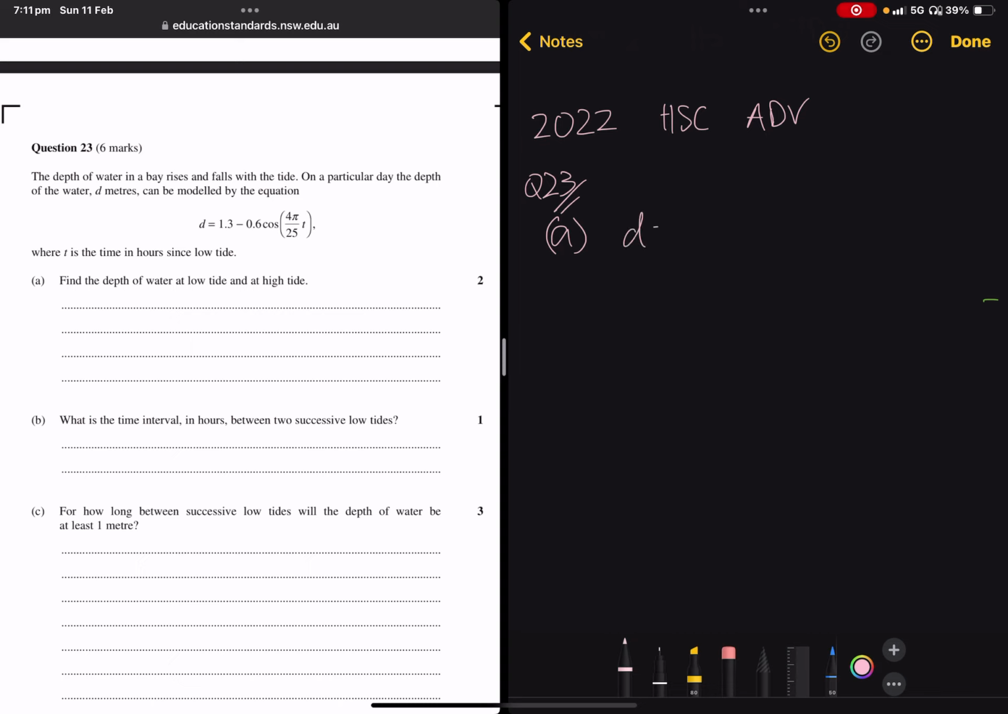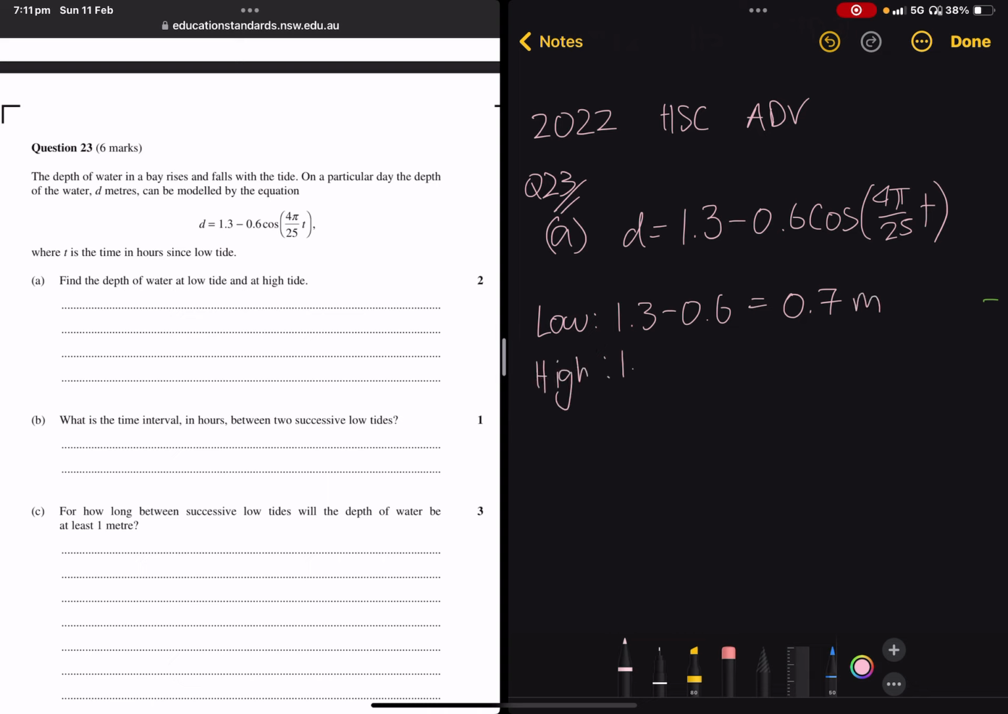All right. So d equals 1.3 minus 0.6 times cosine of 4 pi on 25 times time. Well, the low tide will be 1.3 minus the amplitude. The high tide will be 1.3 plus the amplitude. So we can find low tide is 1.3 minus 0.6, which will be 0.7 meters. And then the high tide will be 1.3 plus 0.6. This will be 1.9, and this is also in meters.